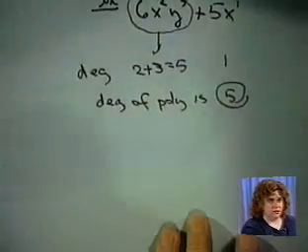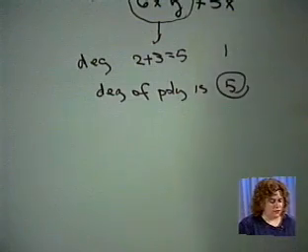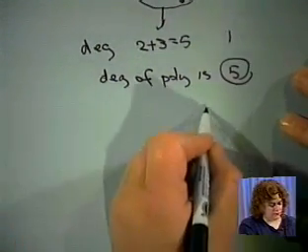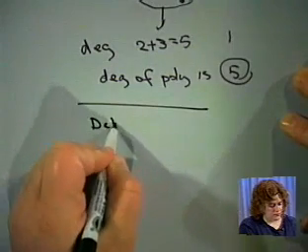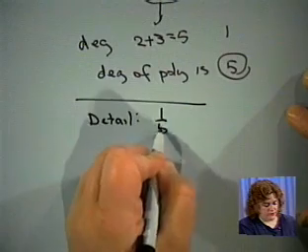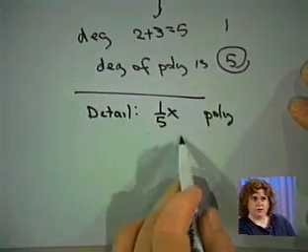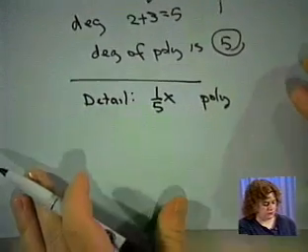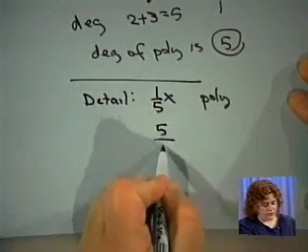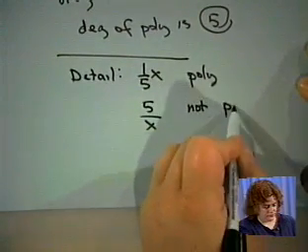And one other small detail I want to point out is if you were to see an expression like 1/5 x, that is a polynomial. It's okay to have a fractional coefficient. If, however, you see something like 5 over x, that is not a polynomial.